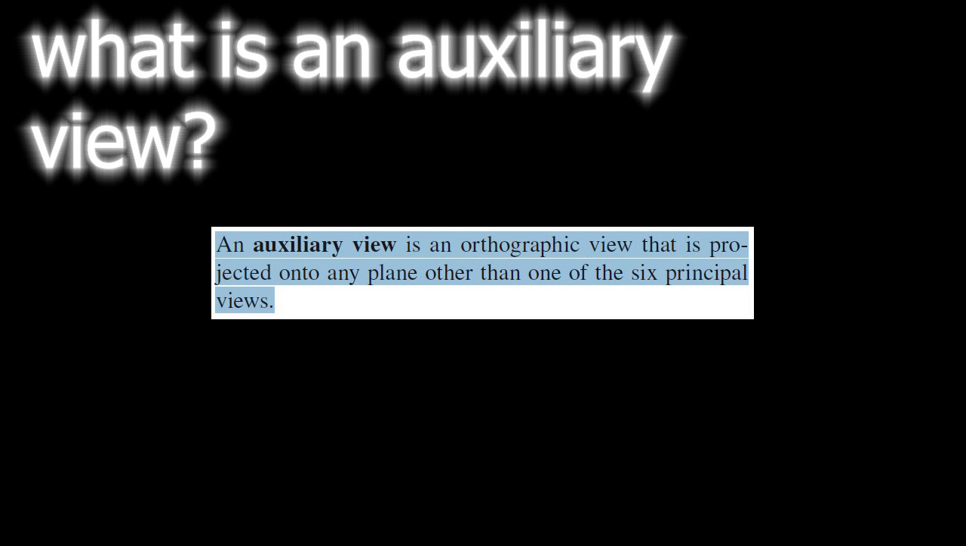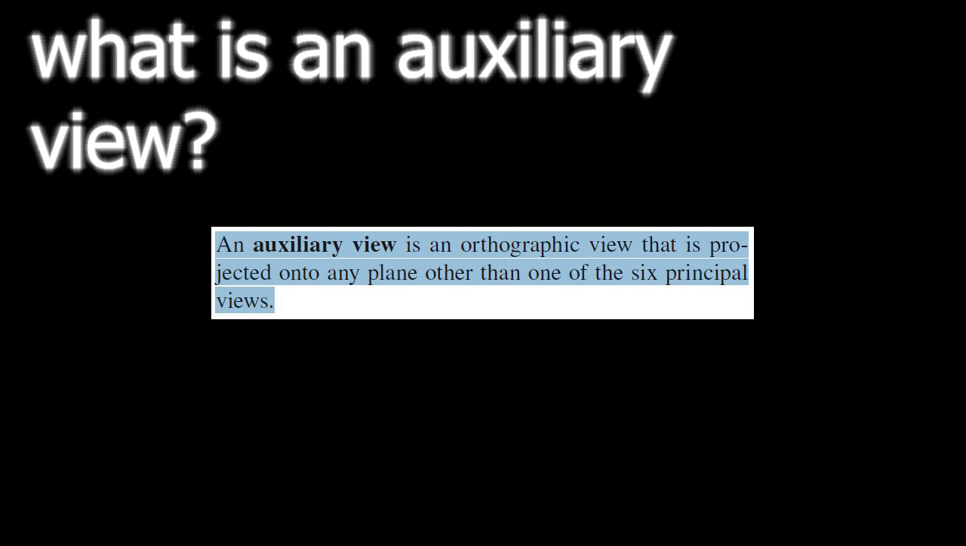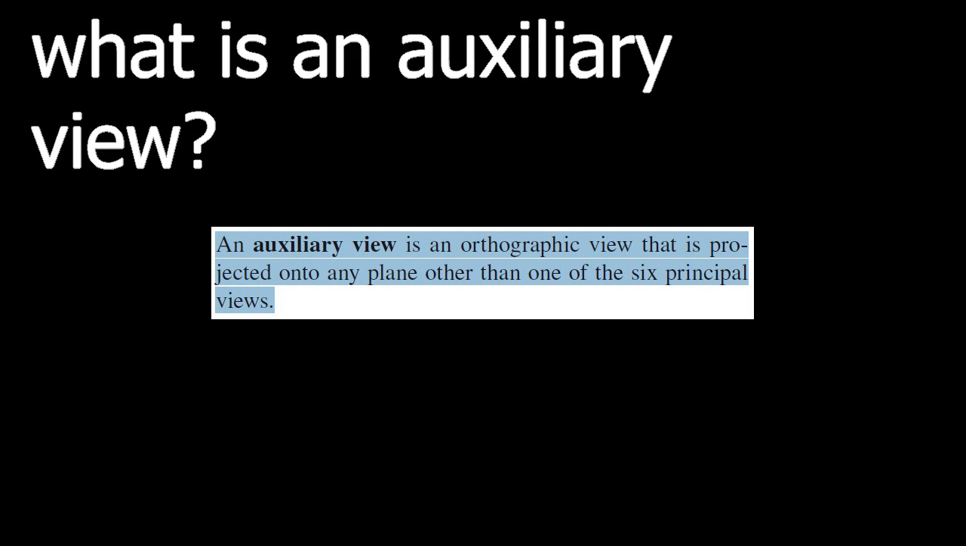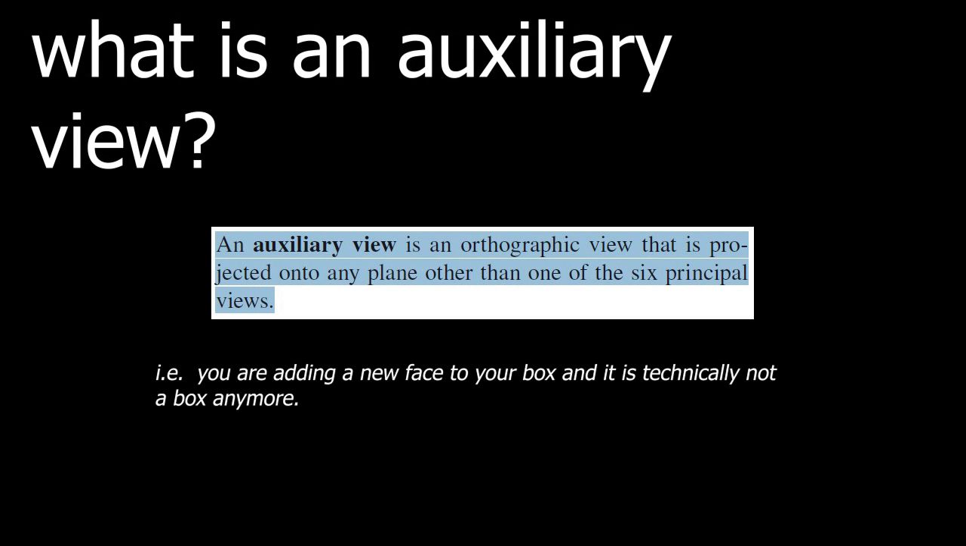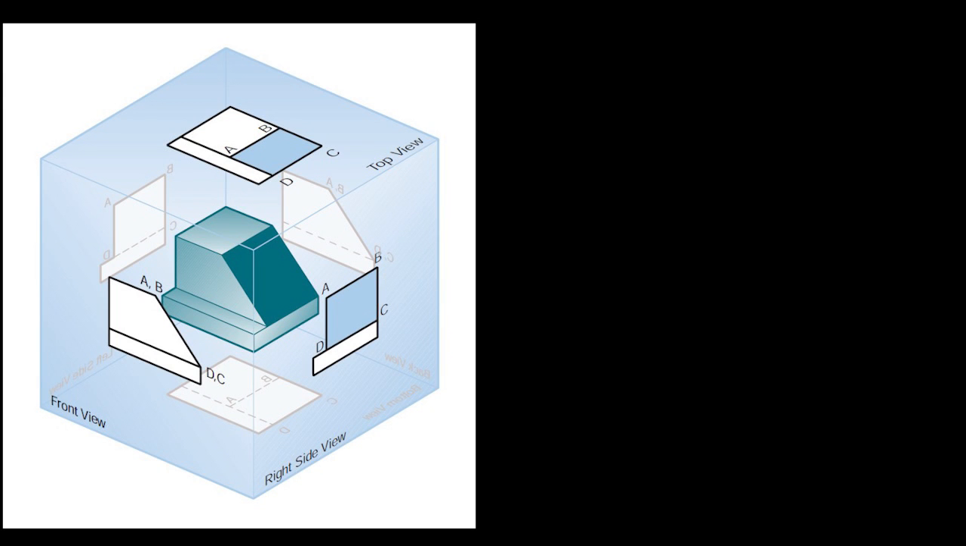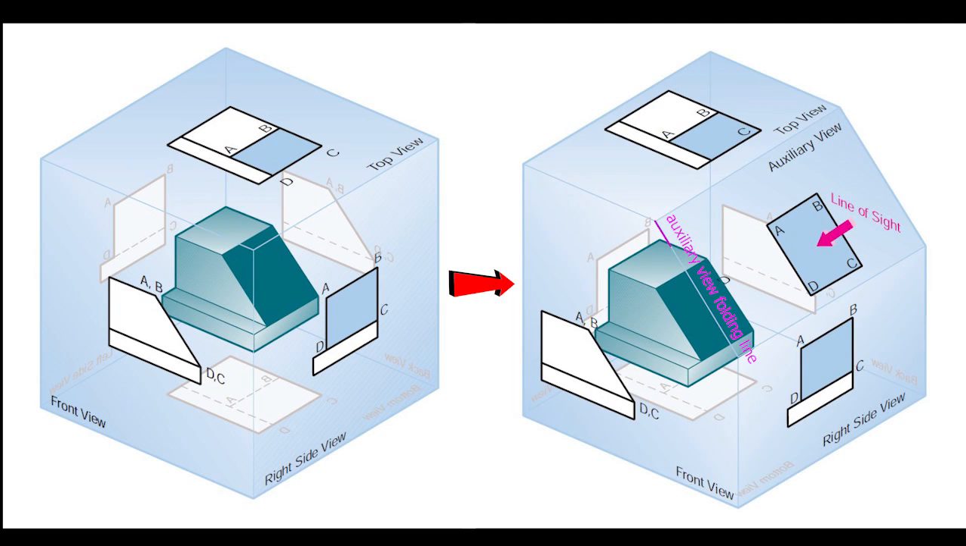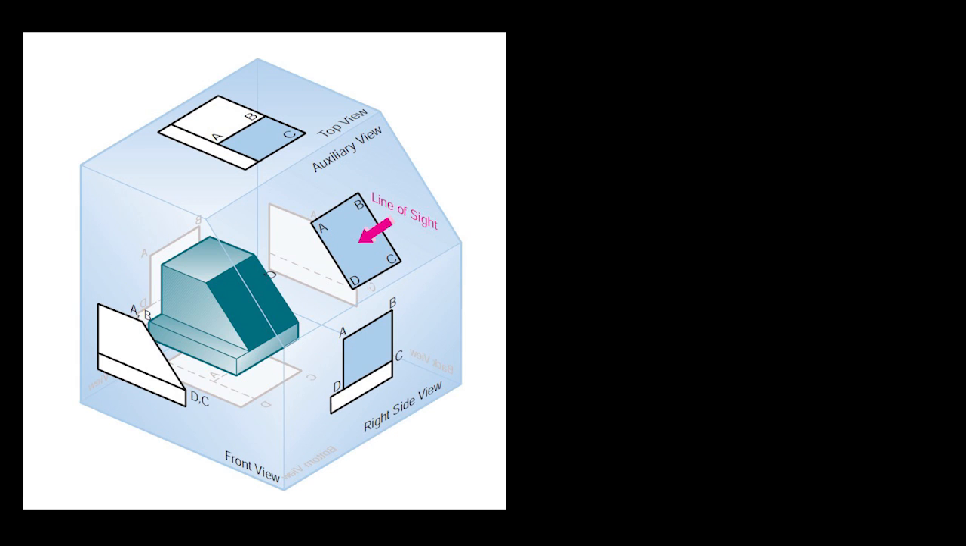An auxiliary view is an orthographic view obtained by projecting onto a plane other than the 6 principal views given to you by the box. You are basically adding a new face to your box and it technically does not remain a box anymore. Now we observe the effect adding an auxiliary view has on our box visualization of the object. Observe the new folding line and the new plane of projection added to our original box. The box with the added auxiliary view is now unfolded.